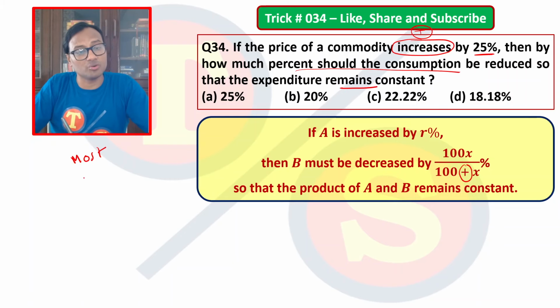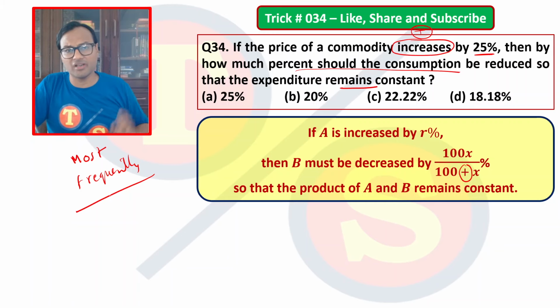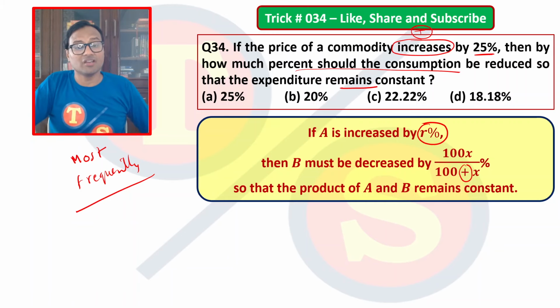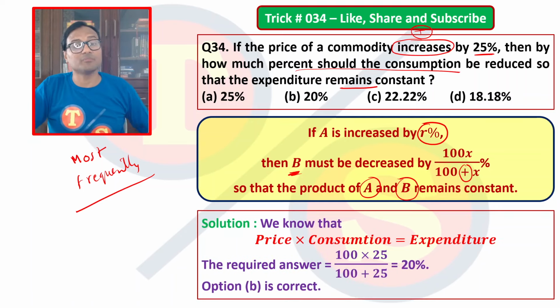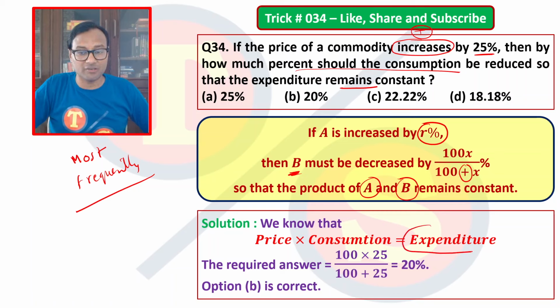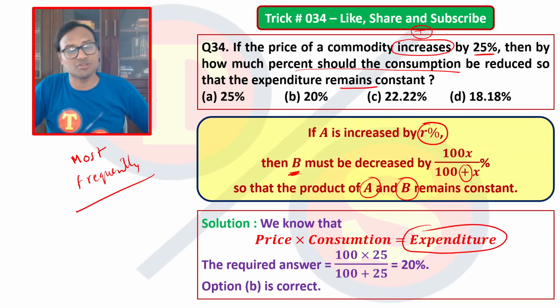Very important question, most frequently asked in examinations with some changed values. If A is increased by R%, then by what percent should B be decreased so that the product of A and B remains constant? Here you can easily identify that price multiplied by consumption is expenditure. That is very common knowledge, that expenditure is calculated by multiplying price and consumption.